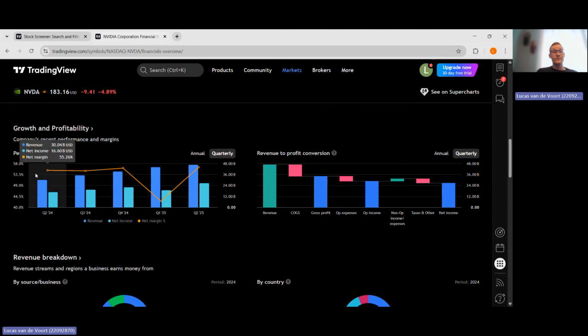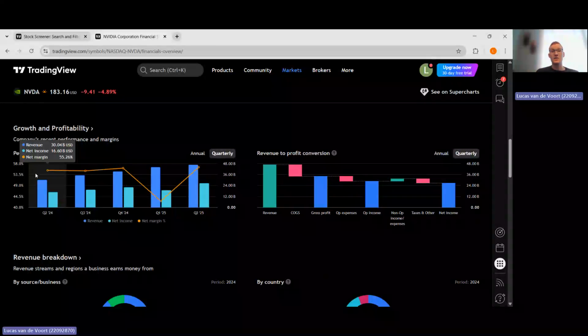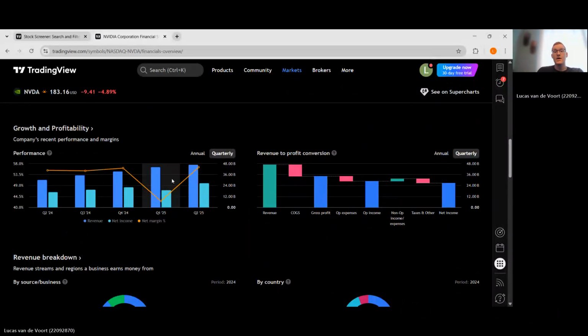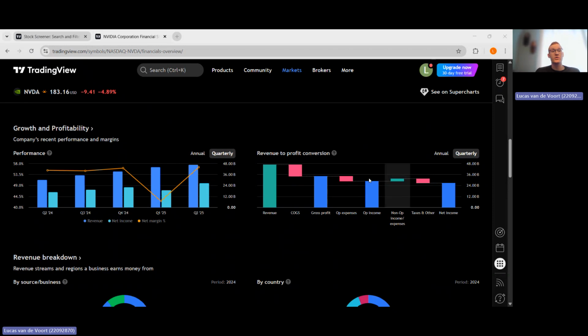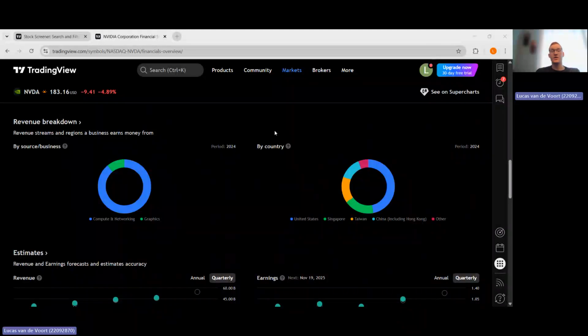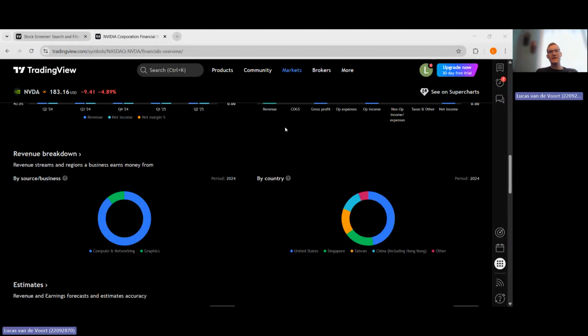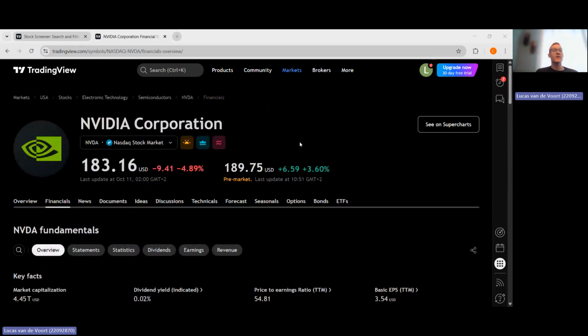You can look at the growth of the company, of the revenue, of the net income, of the margins. You can see how the company converts the revenue into profits. Right here, you can see that the cost of goods sold of NVIDIA is significantly bigger than the operating expenses. Well, that's interesting to know, I would say. You can see where the company earns money from in terms of revenue. So you can really get a good idea of the fundamentals of the company.